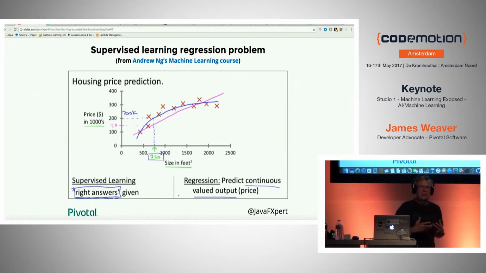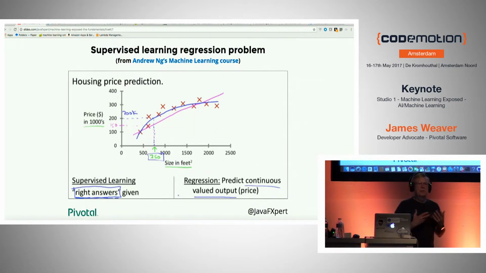We have this data set that has all of those housing prices in it, and then we make predictions. And those predictions can be continuous values, and if it's a continuous value, we call that a regression problem. We could also classify things. So the right answer might be classes of things, and I'll show you an example of that.